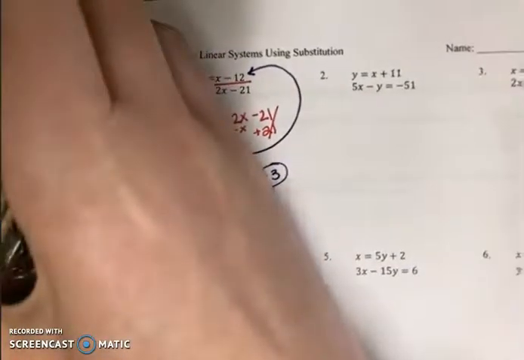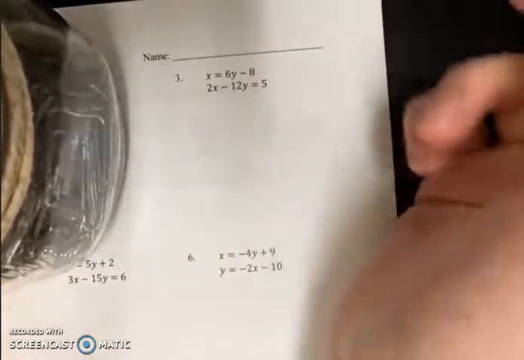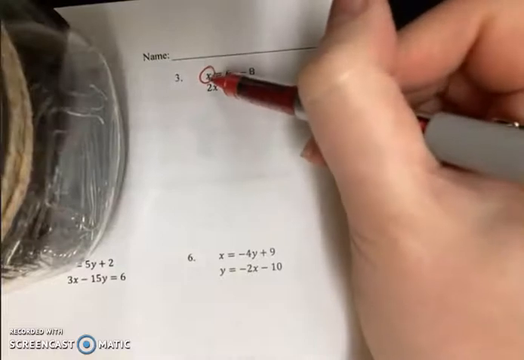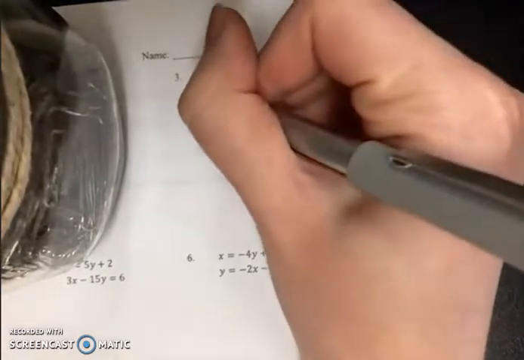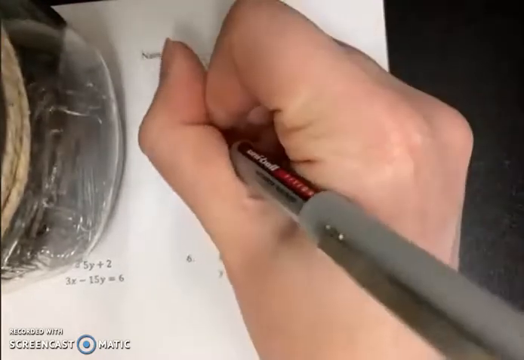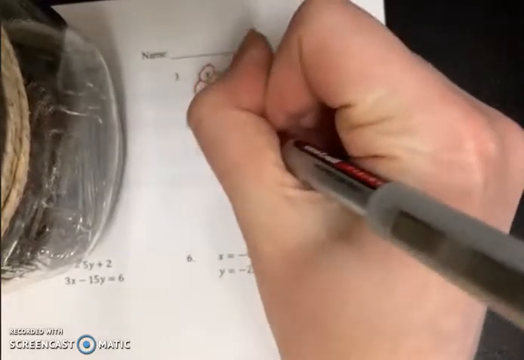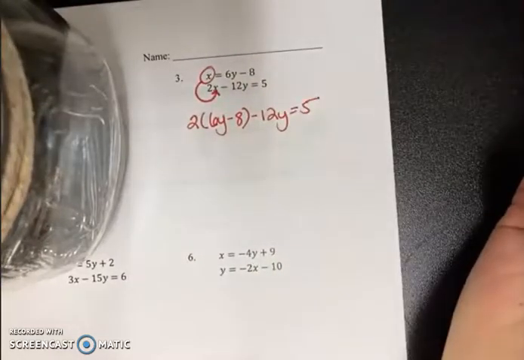Let's do number 3 together. Once again, we want to use substitution. You can see here how the first equation already has x by itself. So that means I can take x and substitute it or replace it with 6y minus 8. So I'm going to plug x into the second equation. That gives me 2 times, instead of x, I'm going to write 6y minus 8 minus 12y equals 5. So now I can solve for y.